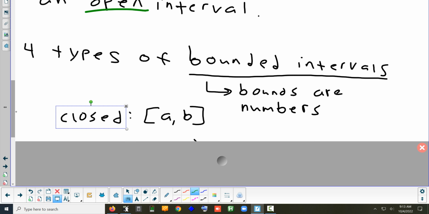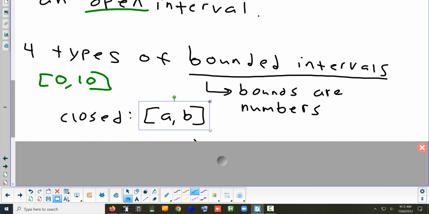A closed interval is an interval where you can include the low value and the high value. That's why you put a bracket on. So if I said to you to pick a number in that interval, you can pick the 0 and you can pick the 10. You can include both.